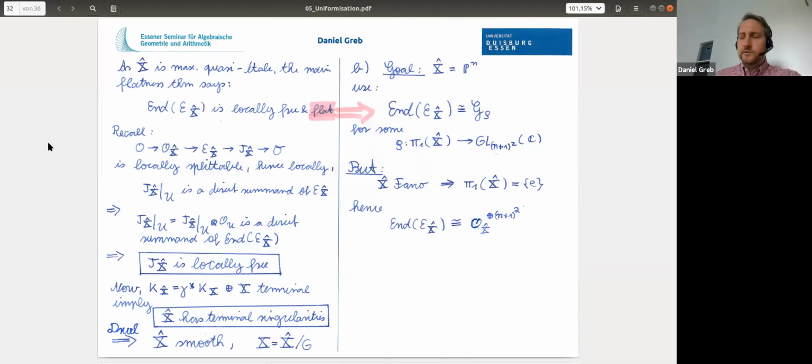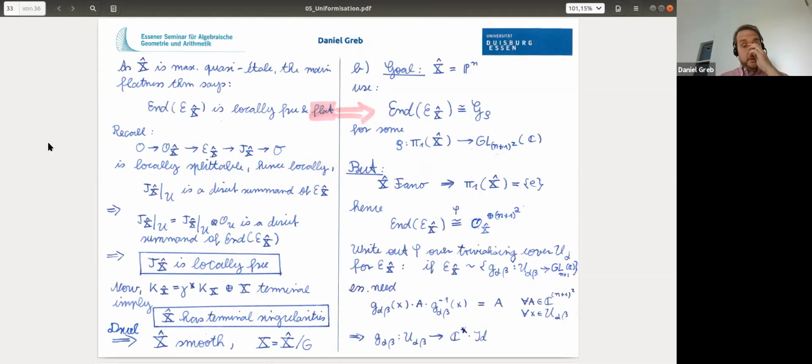So there is only the trivial representation of rho, and this means the endomorphism bundle End E of X hat is not just flat, it is trivial. And that's very, very good. And so let's think about what this means. So I have this E of X hat, and the endomorphism bundle is the trivial bundle. So write out this trivializing isomorphism, say, over a trivializing cover for this E of X hat.